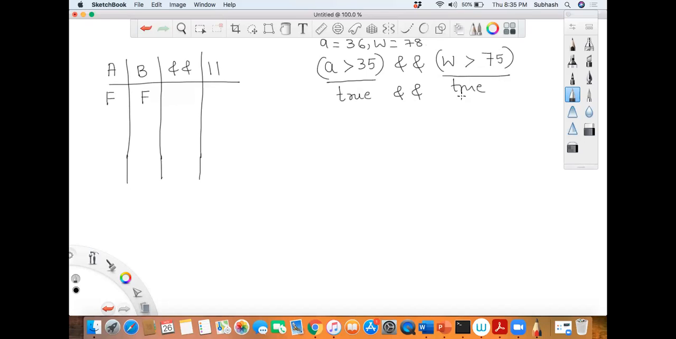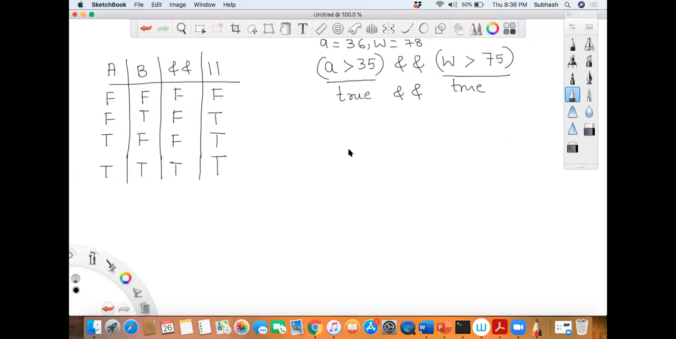Now let me write the truth table over here. True, true. False, true. True, false. So what is false and false? False AND false will give you false. False AND true will give you false. True AND false will give you false. True AND true will give you true. Similarly, false OR false will give you false, and the rest will give you true, correct.